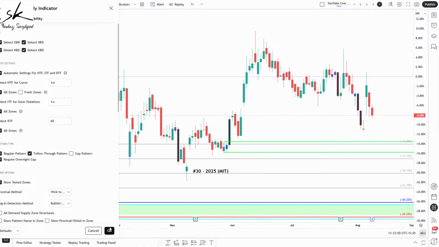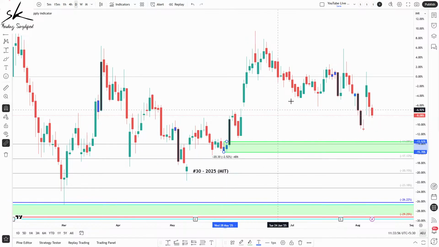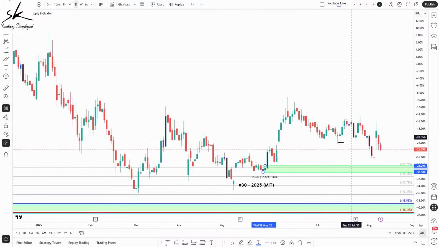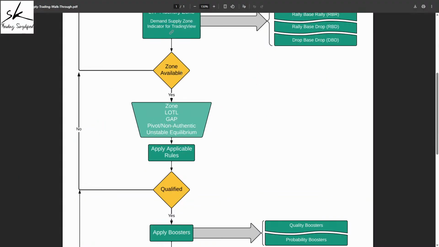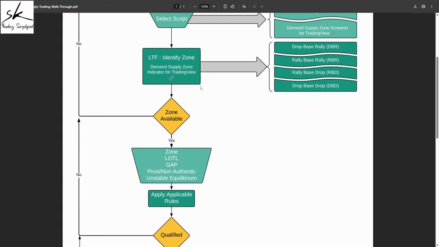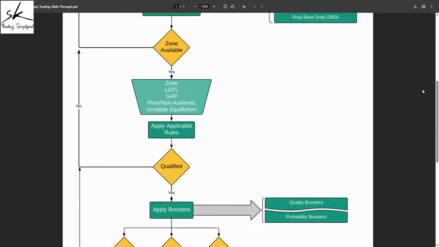So let's get started with this one. So yes, I do have a zone. So if I have gaps disabled, let's look at this, but we'll also talk about those gap zones as we move forward. So yes, we do have a zone. So my step number 3, which was to identify a zone, is now automatically done by the indicator. It has already identified a zone for us. Do we have a zone available? The answer is yes, we do have a zone available.